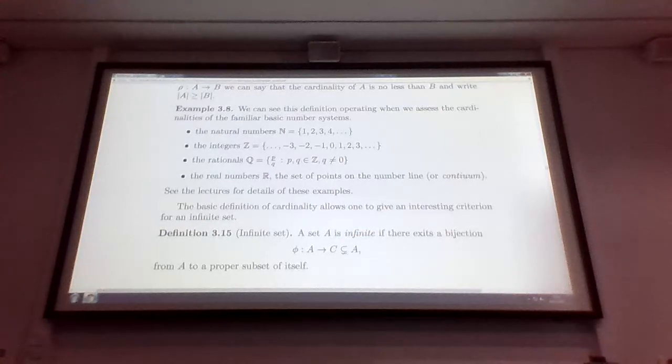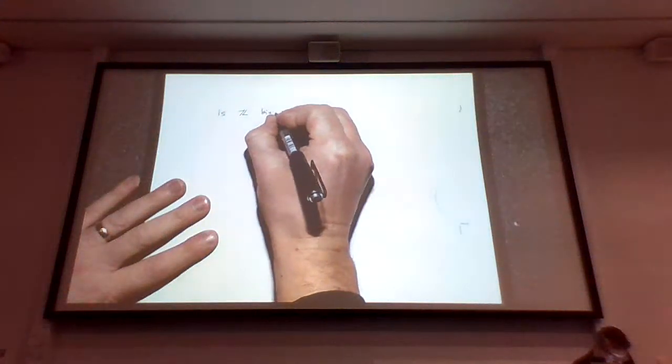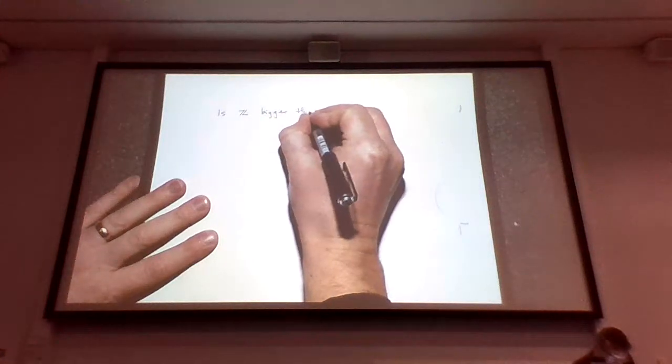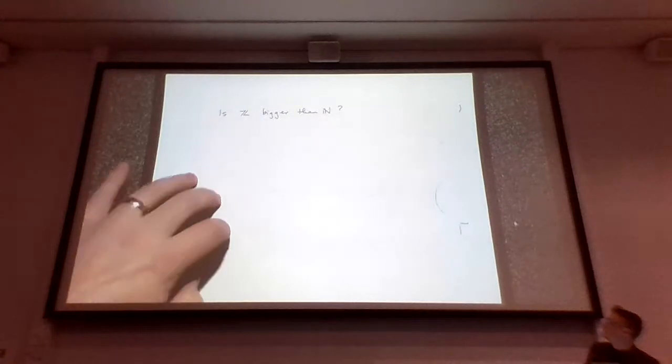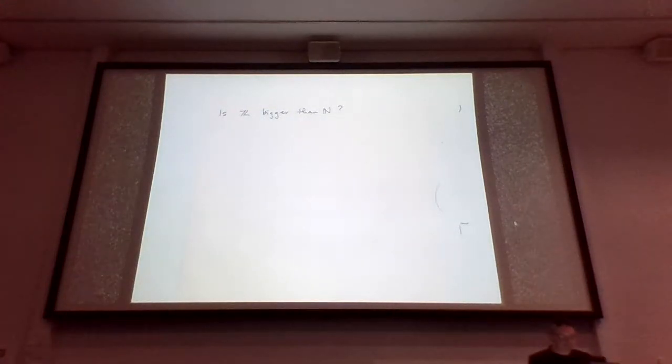These are all infinite sets. I think we can agree on that. Okay? But what sizes do they have? Okay? So that's what we'd like to explore now. So, is Z bigger than N?